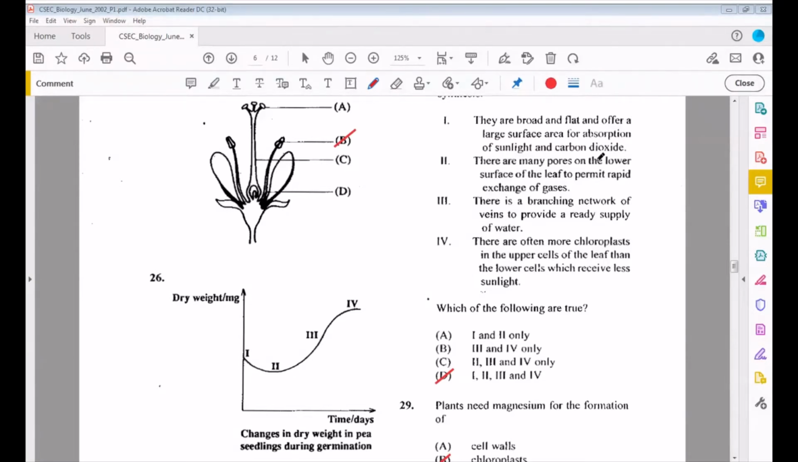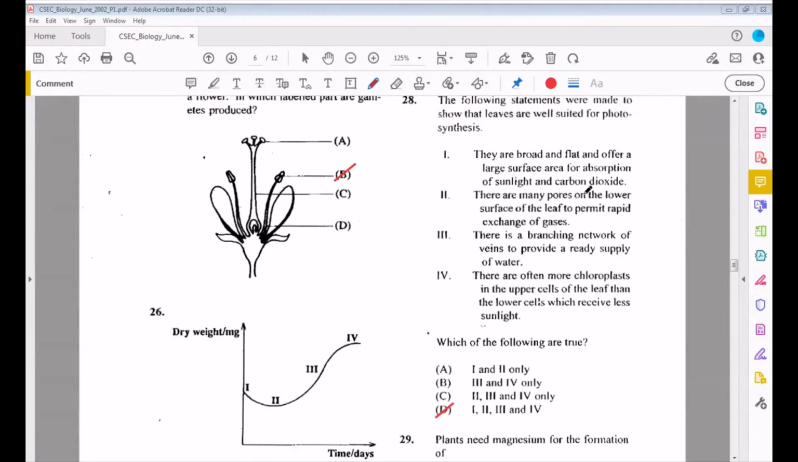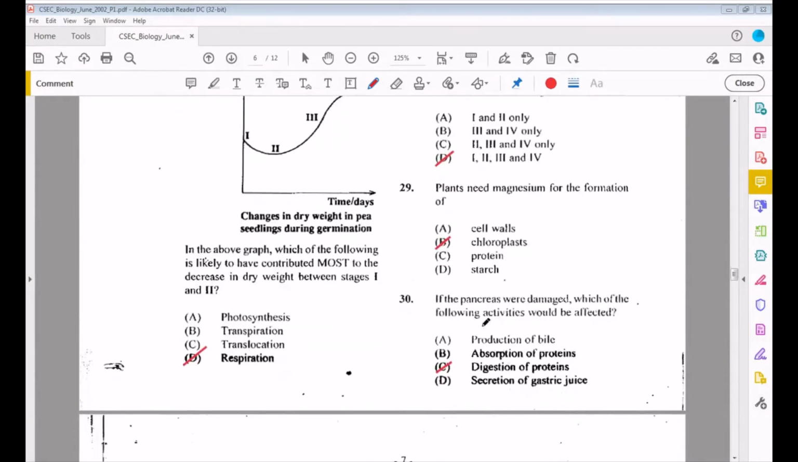There are many pores on the lower surface of the leaf to permit rapid exchange of gases. That's also true, and one of the reasons why it's really good in terms of diffusion. There are branching networks of veins to provide a ready supply of water, and there are often more chloroplasts in the upper cells of the leaf than the lower cells, which receive less sunlight. All of these are facts as to why the leaf is so well adapted for its purpose of photosynthesis.